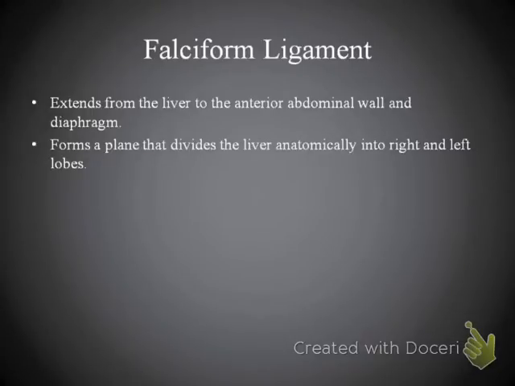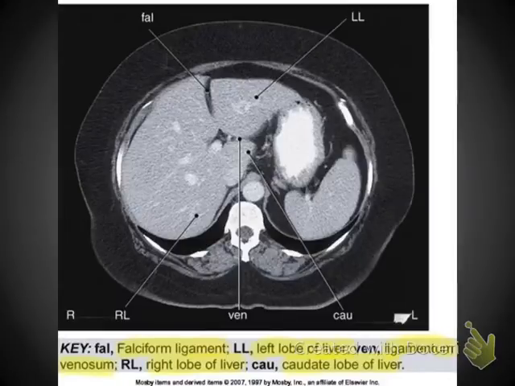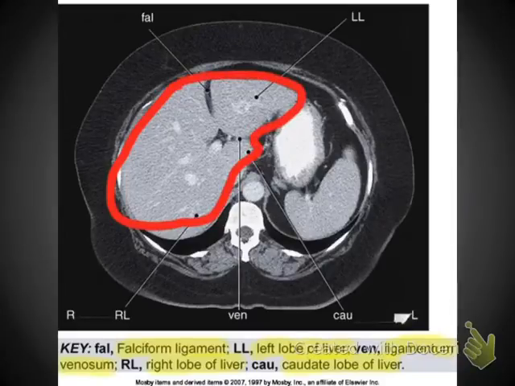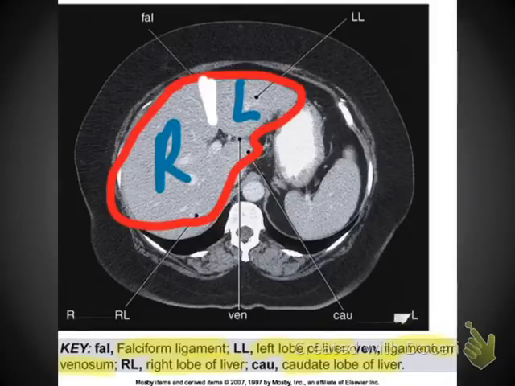So moving forward, we have a certain part of the liver known as the falciform ligament, however you would rather pronounce it. And we see that it extends from the liver to the anterior abdominal wall and diaphragm, and it is what really divides the liver anatomically into left and right lobes. And so we'll see this as we look at an image here. So as we see, we have the entire liver structure pretty much here. And so we have this area here, and that is the falciform ligament. And from it, we gain the left and right lobes of the liver. And so it separates it anatomically.